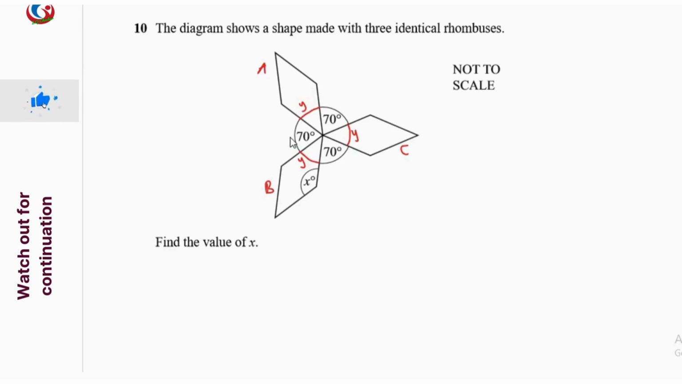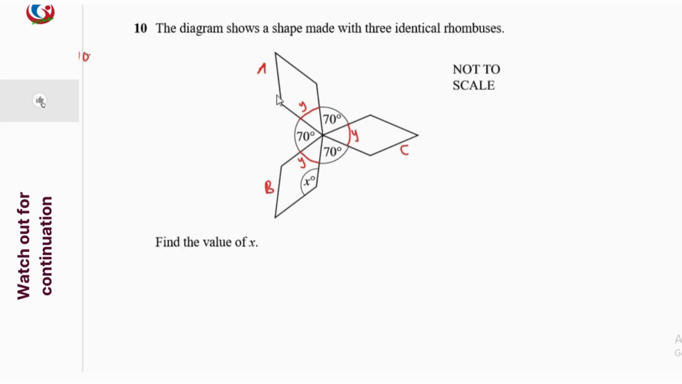Alright. So the total angles, the 70s joined together with the 3 y's will give you the total angle in a circle, which is 360 degrees. So with this now, let's proceed to find the value of y. So 70 plus 70 plus 70 will give you 210. Now let's take it step by step.